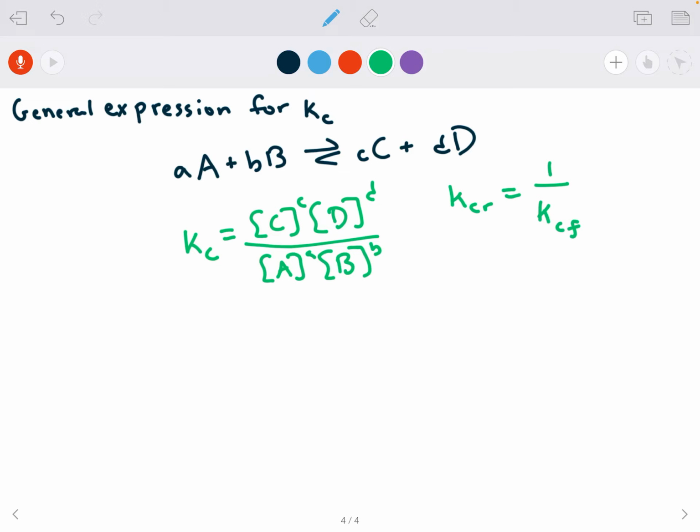So here, unlike rate, the expression for equilibrium depends only on the stoichiometry, right? What coefficients we have. It does not depend at all on the mechanism of the reaction. All right, so I'm going to go through another example here.